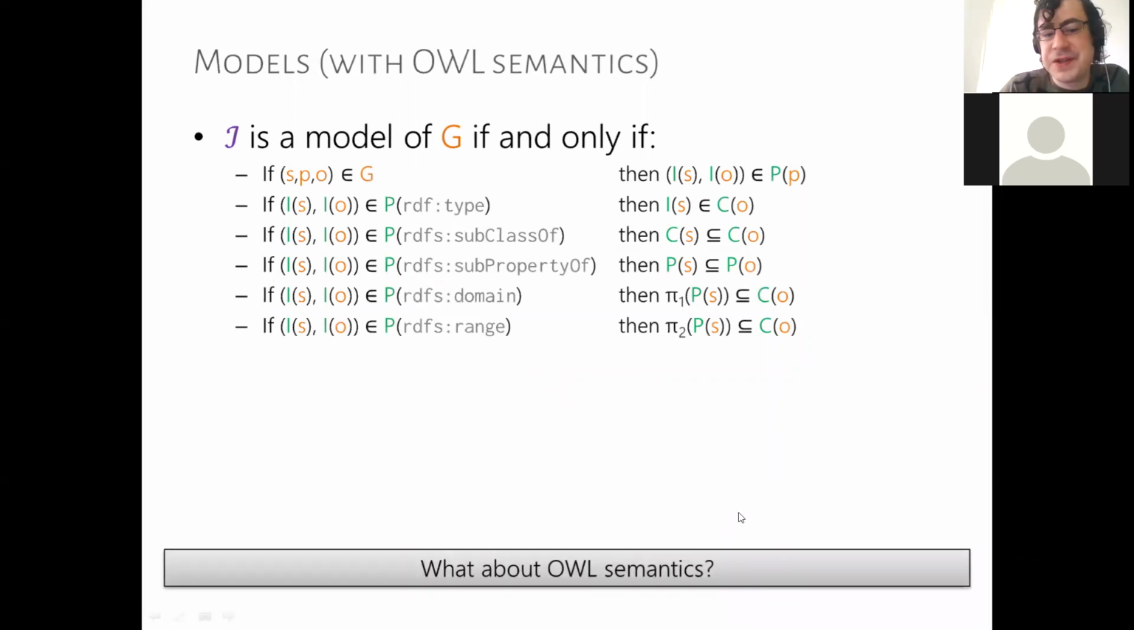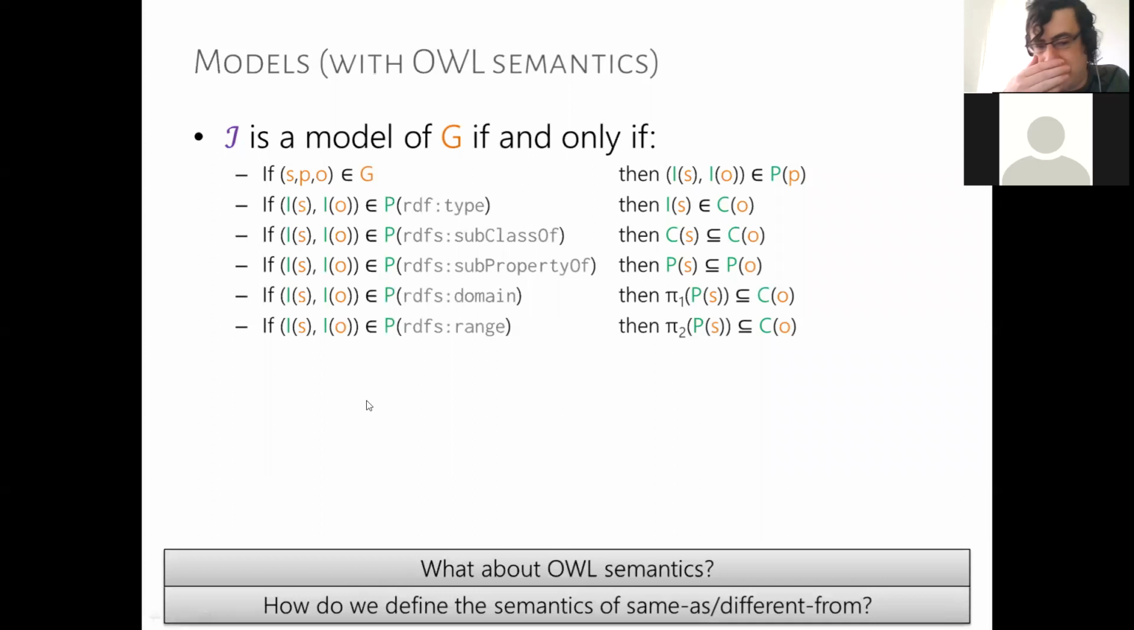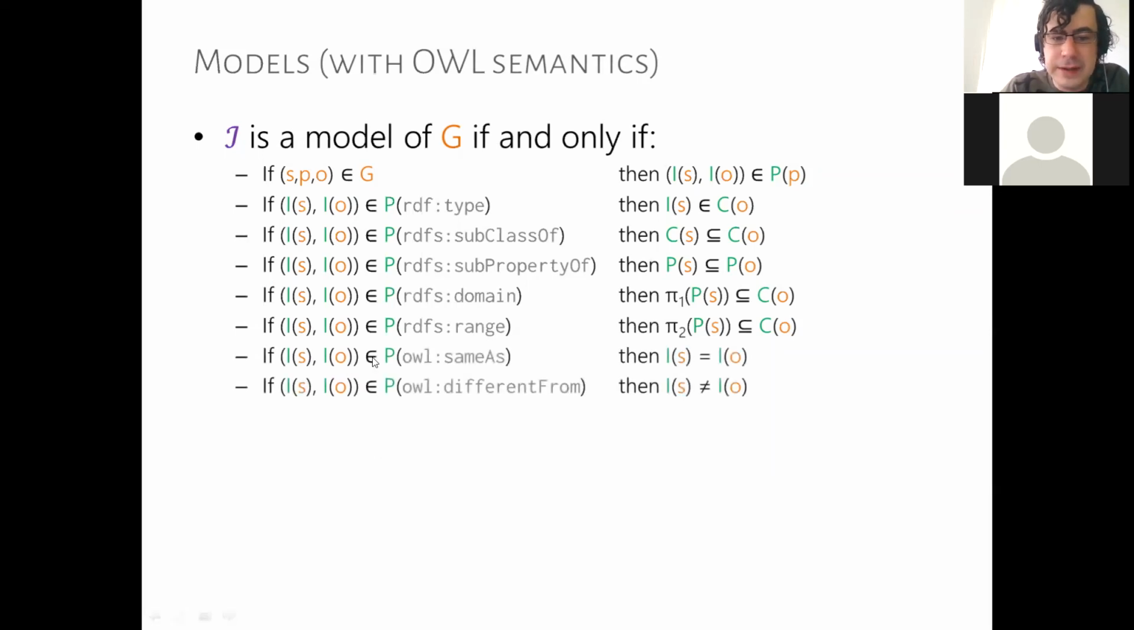For OWL semantics, we just continue in the exact same way. We can continue adding arbitrary features with well-defined meaning like subclass, subproperty, domain, and range. We can continue inventing other things, so long as we can define them in terms of set theory. So how do we define the semantics of same as and different from? We say that if S and O are in the same as relation, then the individuals referred to by S and O must be the same. If they're different, then they must be different elements, not equal: the individual referred to by S is not the same as the individual referred to by O.